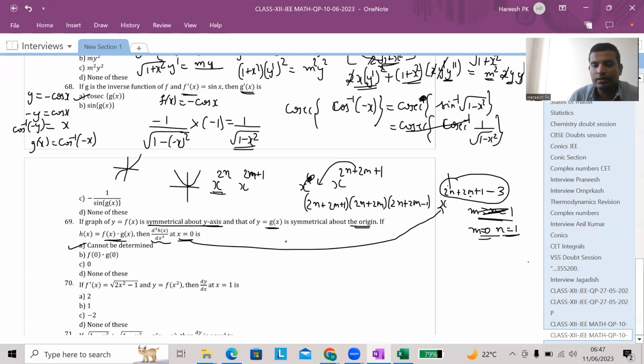Right? If you take f of x as x square, g of x as x, so h of x will be x cube. Now, when you differentiate it 3 times, you'll end up getting 6. But in all other cases, you'll get answer as 0. So I hope this is clear. We move on to the next question.